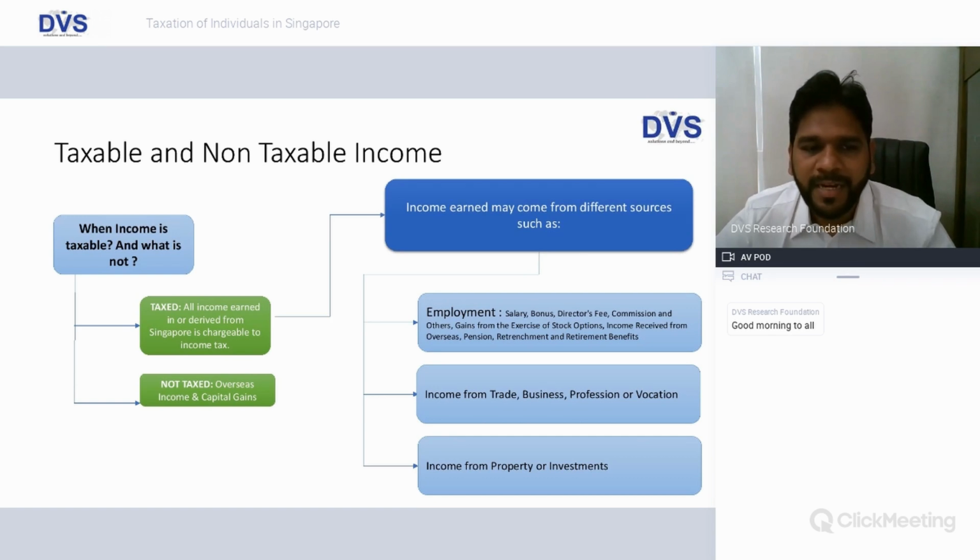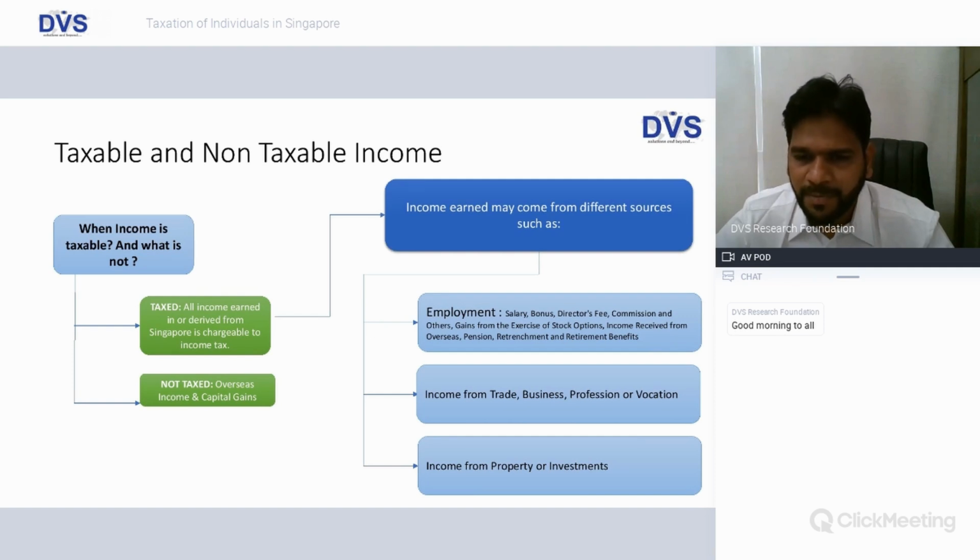So what is this income earned or derived in Singapore? It includes employment income. Employment income will also include salaries, bonuses, directors' fees, commissions, any other sorts of revenue which is given to the employee, gains from exercise of stock options which is given to the employees by the company, income received from overseas subject to certain conditions, pensions, retrenchment, and retirement benefits are also included as a part of income earned for which tax comes into picture.